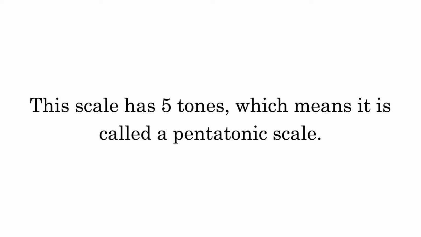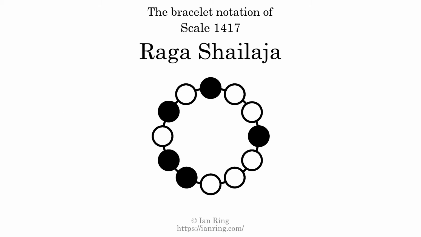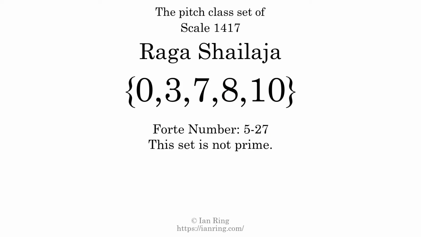This scale has 5 tones, which means it is called a pentatonic scale. This is a bracelet notation diagram of scale 1417. The shaded circles represent tones that appear in the scale, and they are read clockwise, starting at the top. The pitch class set for this scale is 0, 3, 7, 8, 10. The fault class is 527. This set is not prime.